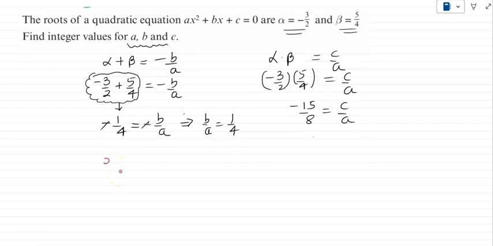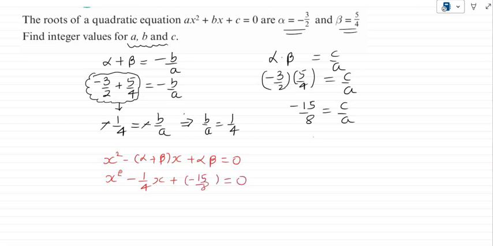As you know, we know this equation, x square minus (alpha plus beta)x plus alpha beta equals 0. So you can just plug in the values. Alpha plus beta we have already got, that is 1 over 4, right? So x square minus 1 over 4 x, and alpha beta is minus 15 over 8, equal to 0. So we got here x square minus x over 4 minus 15 over 8 equal to 0.